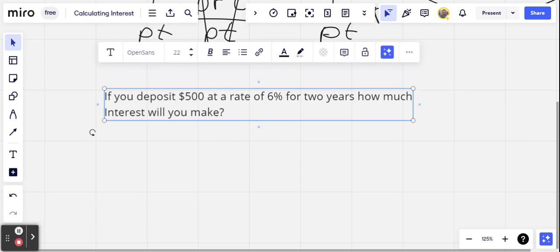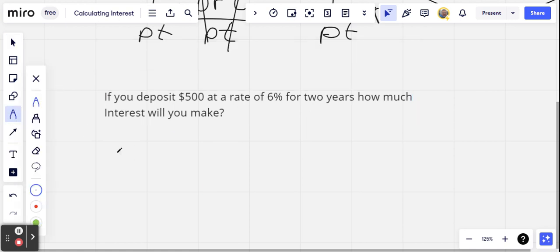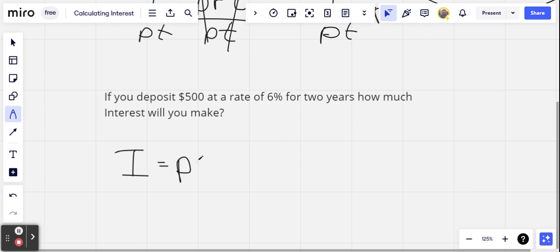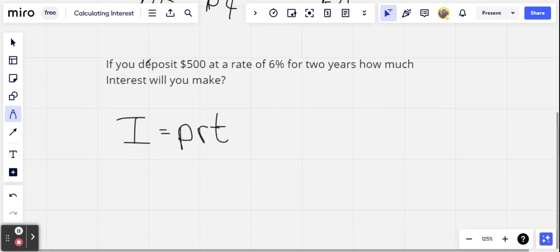Okay, so then if we look at a few problems, we have this problem here. If you deposit $500 at a rate of 6% for 2 years, how much interest will you make? So we're going to use this equation, I equals PRT, and then we plug in what we know. So $500, that's your principal. So I equals 500.